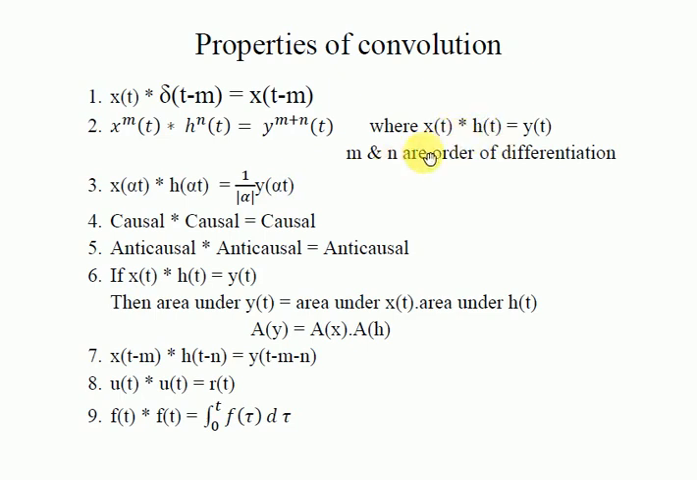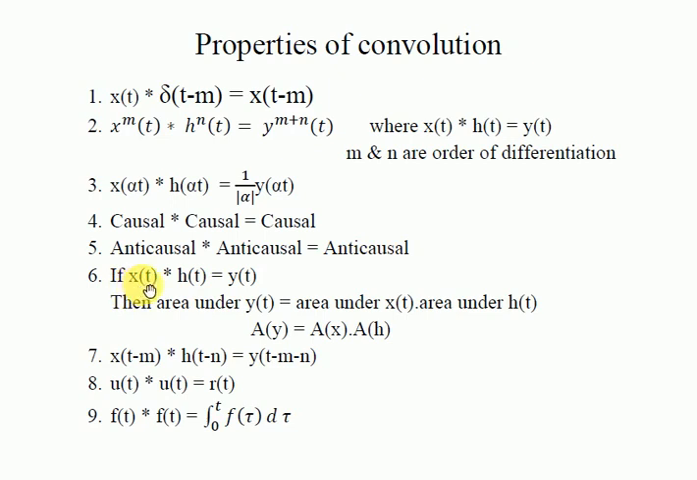Where y of t equals x of t convolution with h of t, if you scale all three signals, meaning you scale these two signals and convolve them, you will get the output 1 by mod alpha y of alpha t. The fourth property is that the convolution of any two causal signals gives a causal signal. You can take an example of two causal signals, like one is the step signal, the second is u of t times e to the power minus at. You will get a causal signal. Similarly, the convolution of two anti-causal signals gives an anti-causal signal.